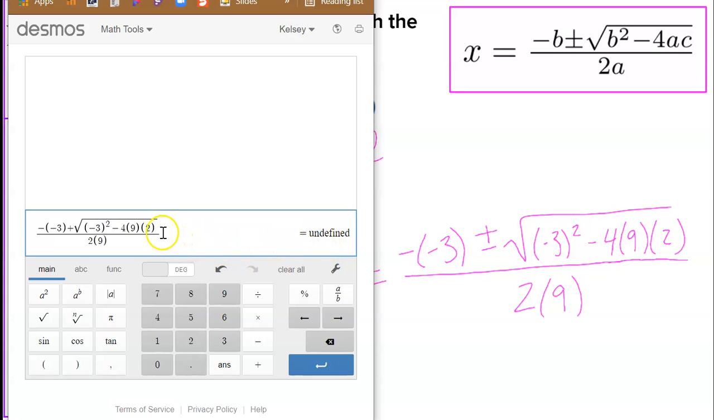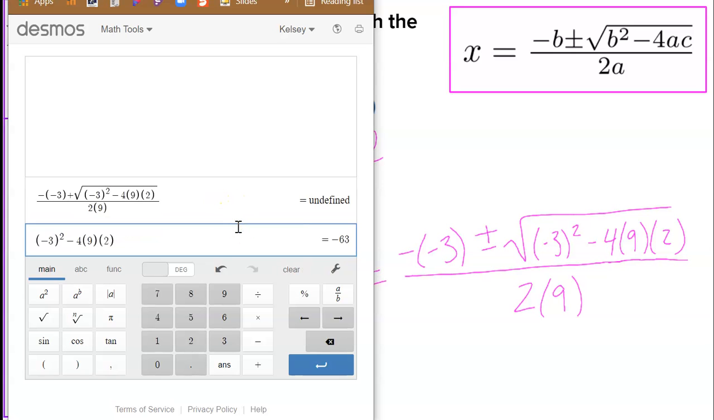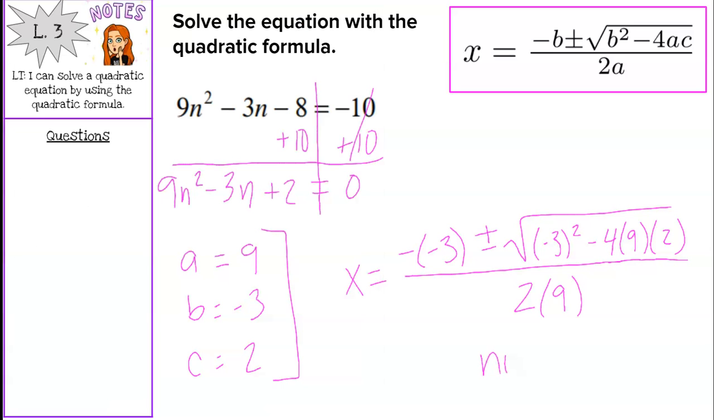Now, the reason for that is this piece that's underneath the radical, or the square root, is a negative number, and we can't take the square root of a negative number. You see it's negative 63. We can't take the square root of a negative number, so we're going to get an undefined answer. And when that happens, when you get an undefined answer, that means we have no solution. So this is one of those times that the graph just doesn't cross the x-axis. So we don't have a solution.